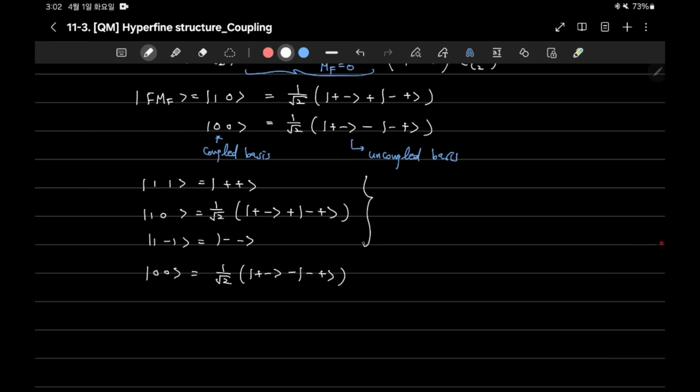So these three states are the f equal to 1 case, and this one is the f equal to 0 case. So it is a triplet state, and it is a singlet state. Therefore, we can find the total angular momentum and their basis like this.